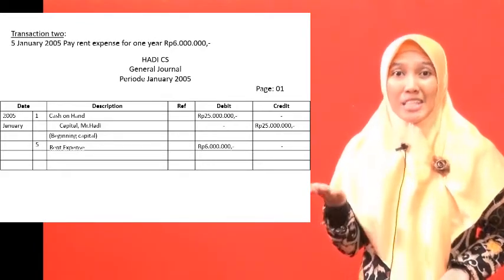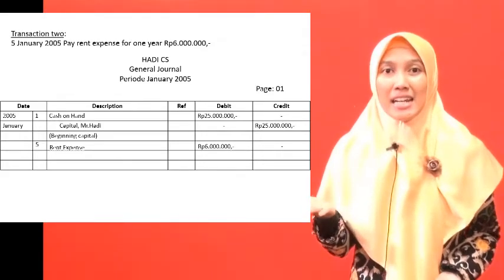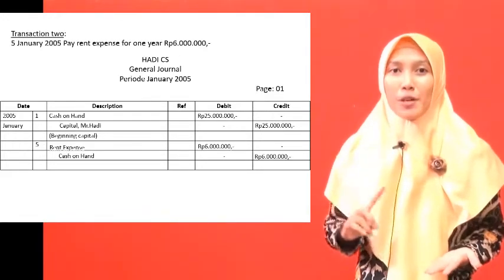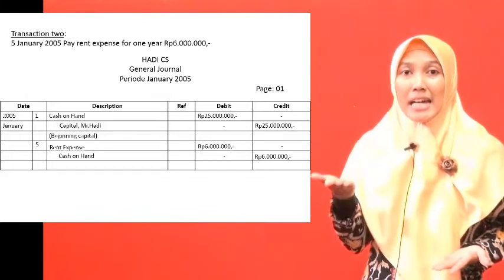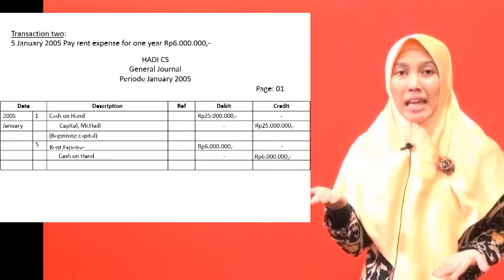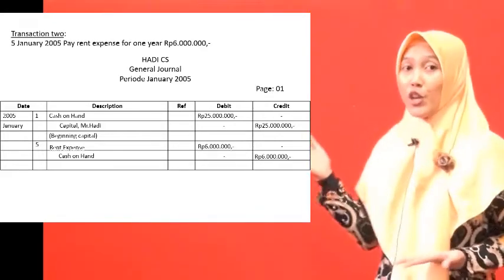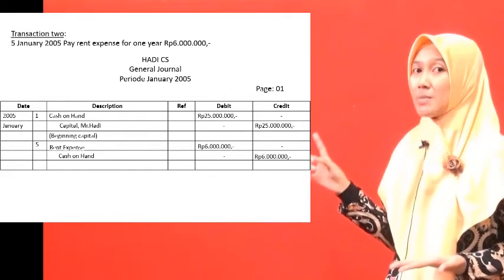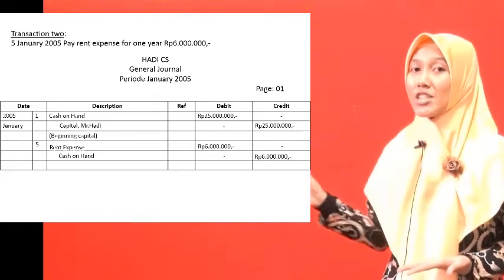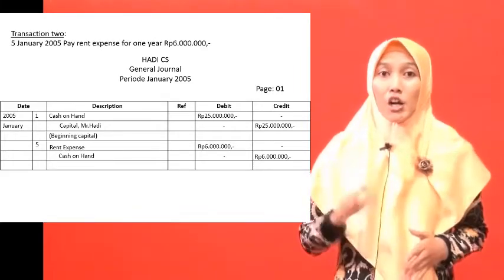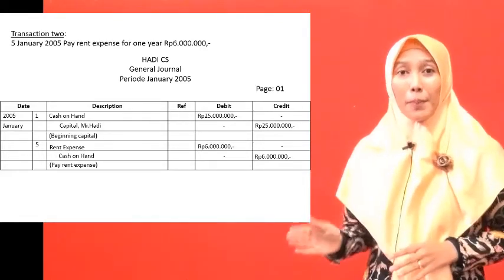So, expense increase and cash decrease. Beban bertambah, kas berkurang. Expense increase in debit and cash decrease in credit. So, you write here rent expense 6 million rupiah in debit and cash on hand 6 million rupiah in credit. And then, write a short description. Pay rent expense.